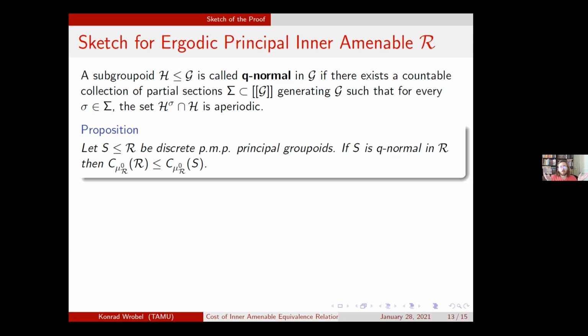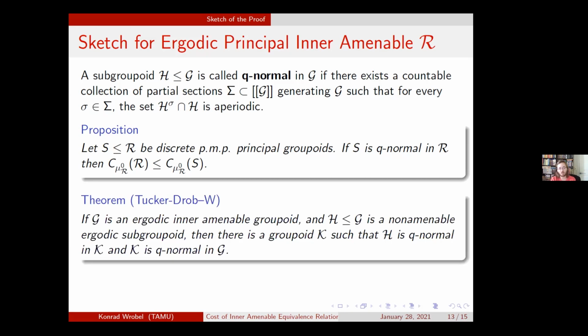All right, so now, we had this non-amenable subgroupoid on the previous slide of cost 1 plus epsilon. And if we were able to show it's Q-normal in the large groupoid, then we'd be done. Unfortunately, it's not quite Q-normal, but the main theorem that we were able to show is that as soon as you have this non-amenable ergodic subgroupoid, you automatically get an intermediate groupoid K such that H is Q-normal in K and K is Q-normal in G. So you get a lot of information about the structure of this groupoid as soon as we have this non-amenable subgroupoid. All right.